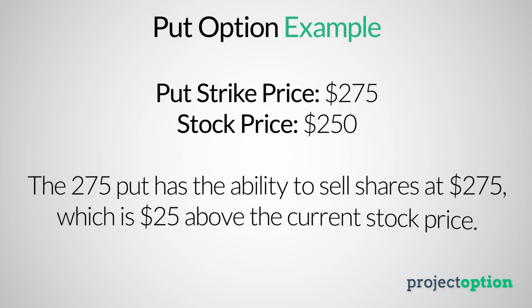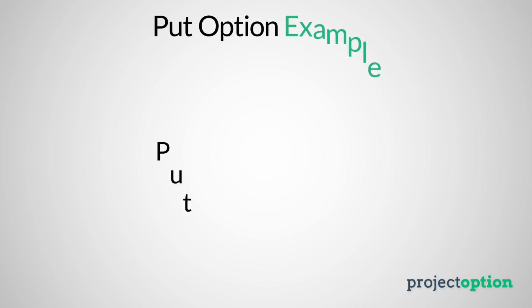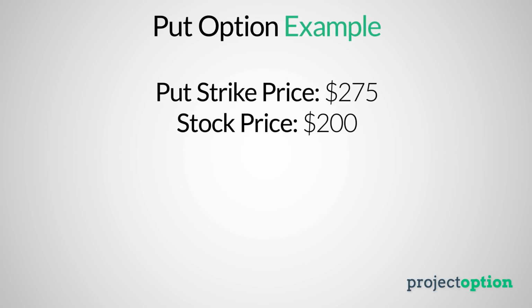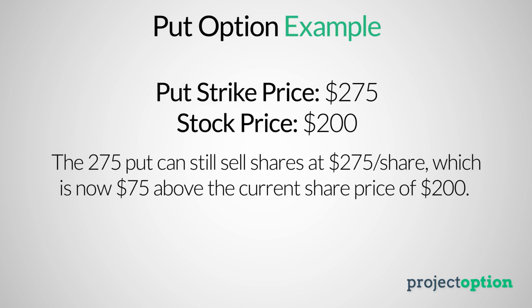and we're looking at a put option with a strike price of $275. With the stock price at $250, there's $25 of value in being able to sell shares at $275 because the strike price of $275 is $25 higher than the current share price of $250. Now, if the stock price falls to $200, now there's much more value in that $275 put, because with the stock at $200, being able to sell shares at $275 should be worth $75 or more.